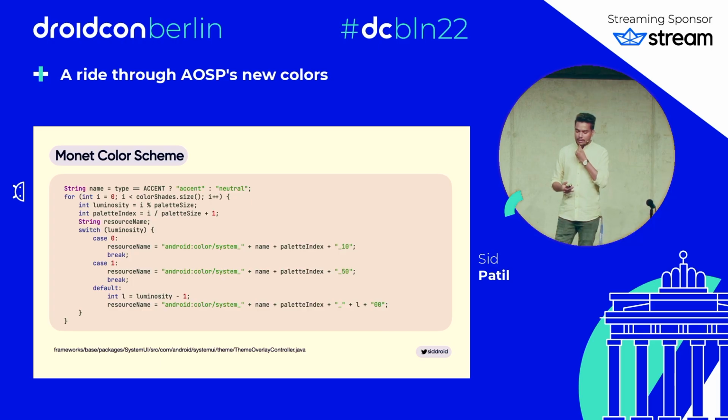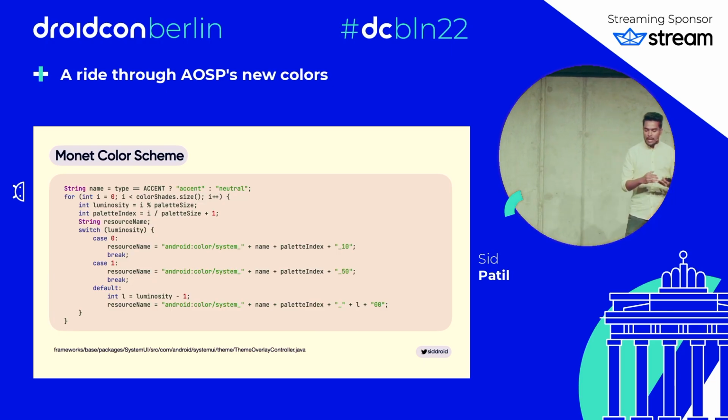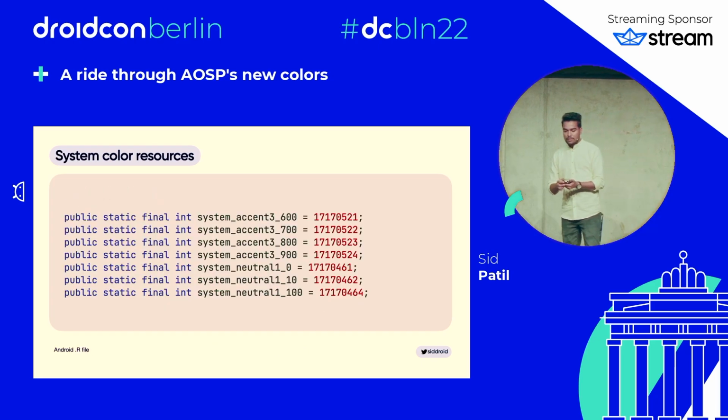What is happening here is the color shades that we just saw Monet calculate, we rank them with the luminosity index, and we identify what is the palette index of it. So you create the system resource IDs, and this is how it would look. Just an example of it. We calculate colors and resource IDs. This is where we would actually get access to some of the colors that the Android framework has calculated.